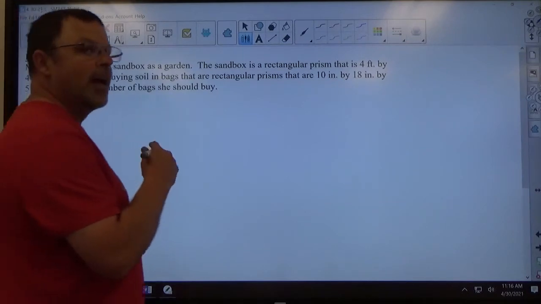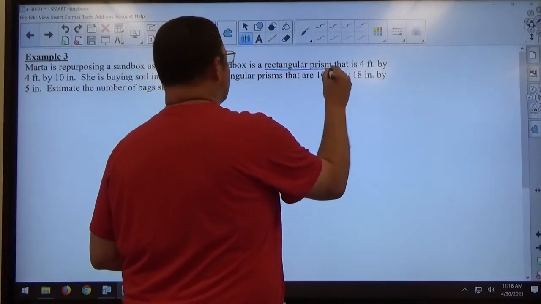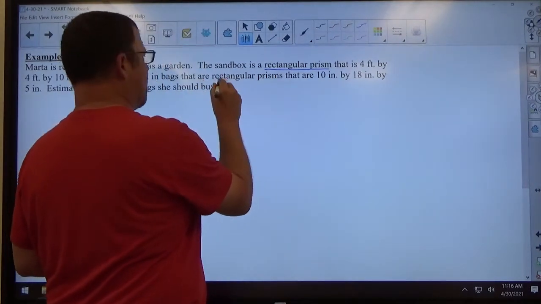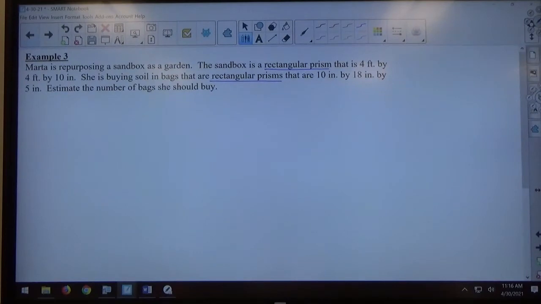First off, the pictures aren't drawn this time. It says the sandbox is a rectangular prism. The soil bags are also rectangular prisms. So we're dealing with rectangular prisms. And if the three-dimensional picture isn't drawn for you, I'd recommend that you draw it. Okay? Drawing a three-dimensional rectangular prism goes like this.